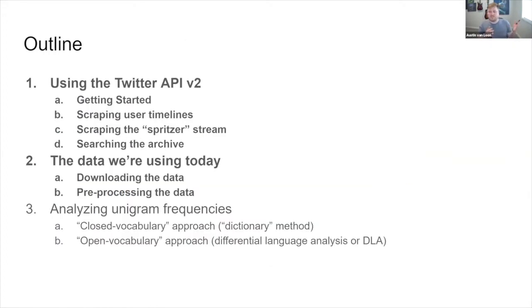So we've talked about using the Twitter API version 2, and we've also talked about downloading some data and pre-processing it. I wanted to take a second and open back up for questions, if there were any additional questions.